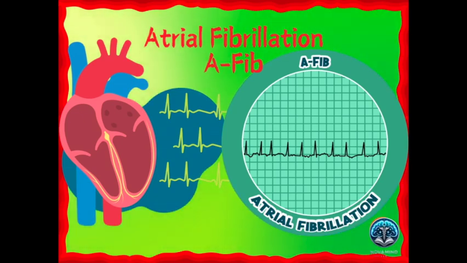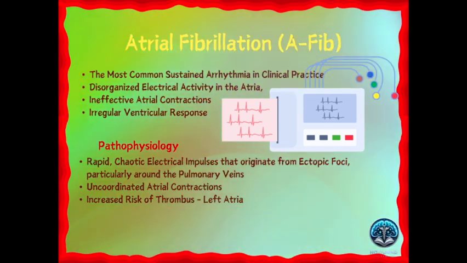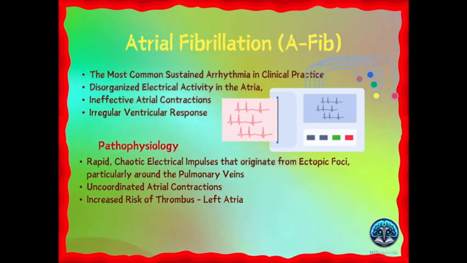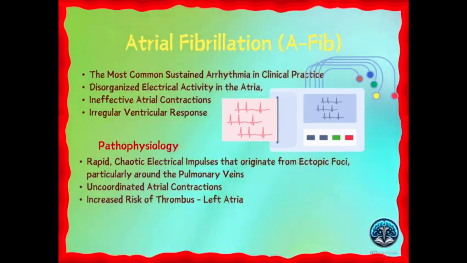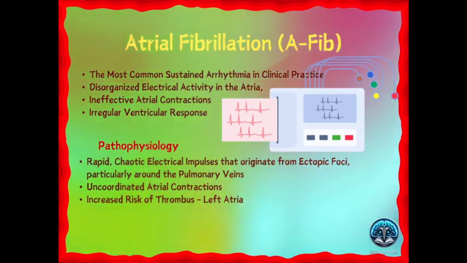Next, we have atrial fibrillation. Atrial fibrillation, or AFib, is the most common sustained arrhythmia in clinical practice. It is characterized by disorganized electrical activity in the atria, resulting in ineffective atrial contractions. This leads to an irregular ventricular response, which can cause symptoms ranging from mild palpitations to severe hemodynamic instability. AFib is associated with increased risk for stroke, heart failure, and all-cause mortality.